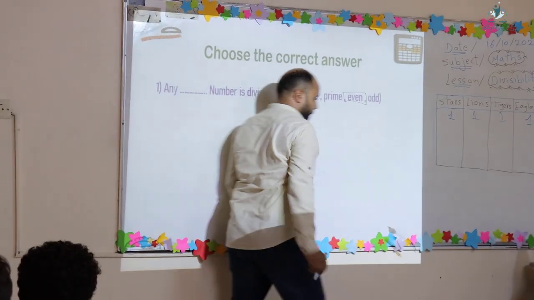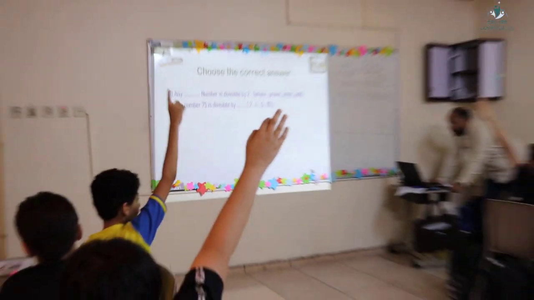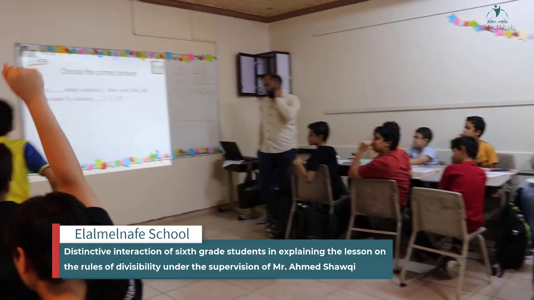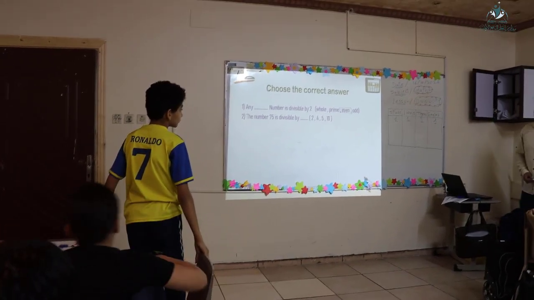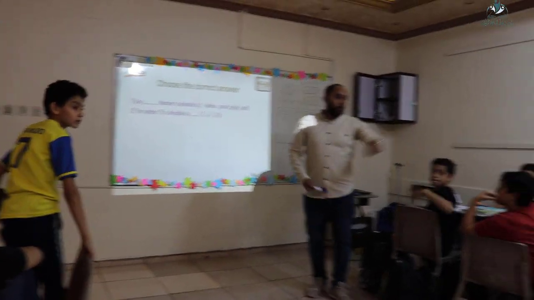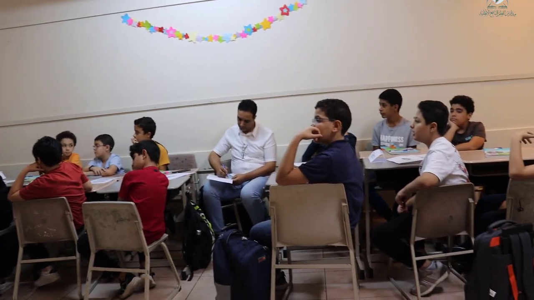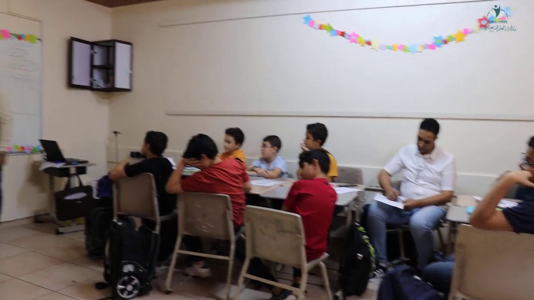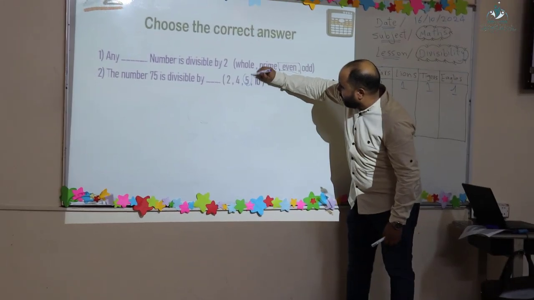Yes, choose even. The second question. Who can answer this one? Yes, Ahmed, read it. The number 75 is divisible by 5. Abdurrahman, is it true? Yes, because 75 has 5 in its ones digit. Yes, here the ones digit is 5. So this number is divisible by 5.